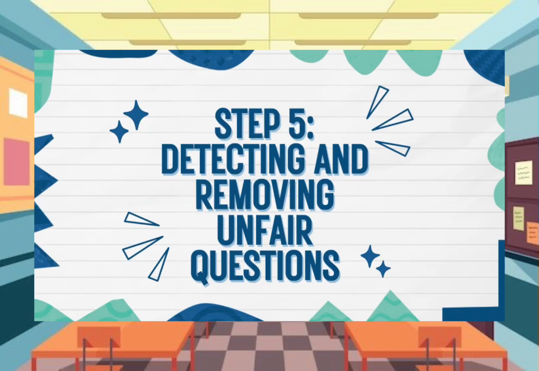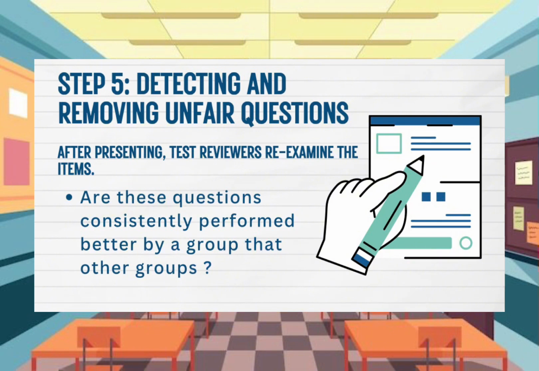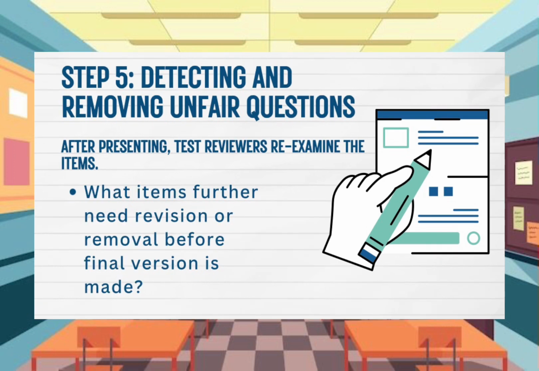Step 5. Detecting and removing unfair questions. After pretesting, test reviewers re-examine the items and see to it that there are no test questions with language, symbols, words, or phrases inappropriate or offensive to any subgroup of the population. They will also check whether a question is consistently performed better by one group than other groups. And finally, they will ask which items need further revision or removal before the final version is made.